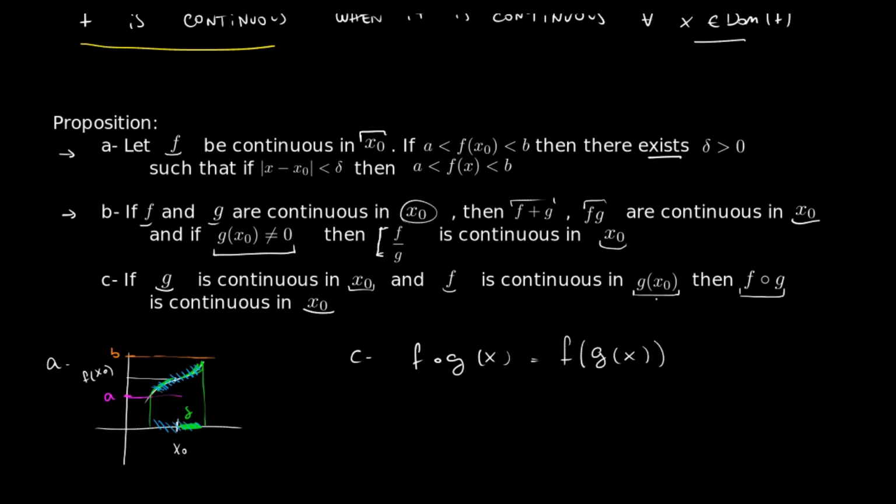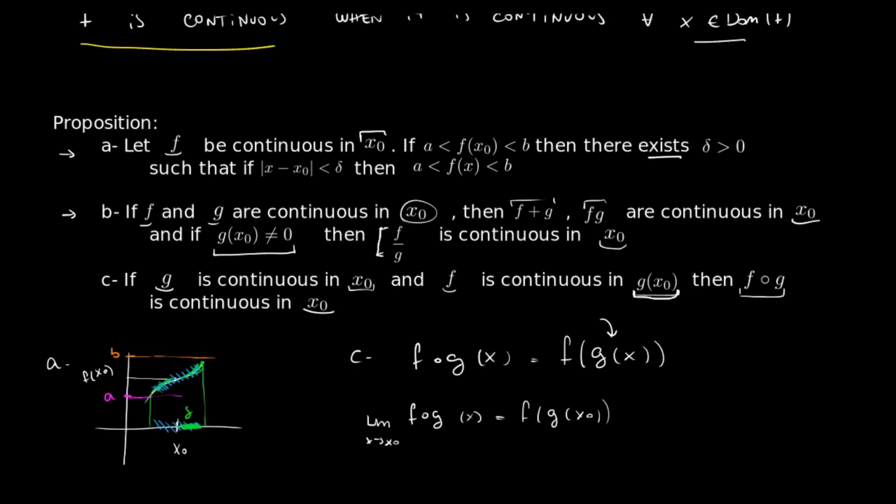So that is why we need the continuity for f in g of x0, because it's the point where we are evaluating it. And the definition for continuity would be exactly the same. The limit when x tends to x0 of f composed with g in x is continuous if it's equal to f in g of x0.